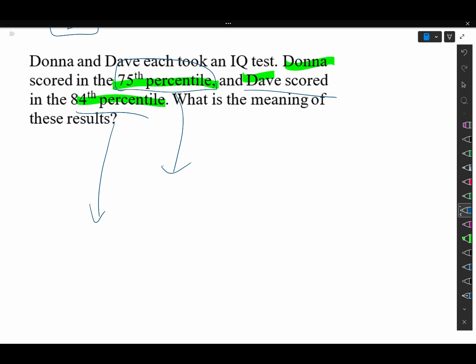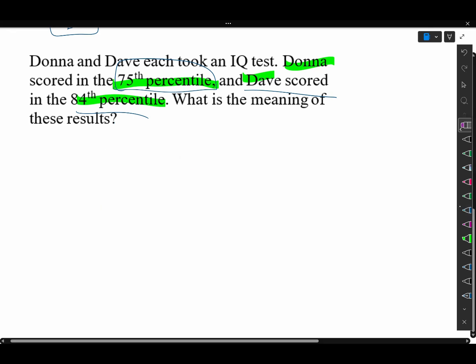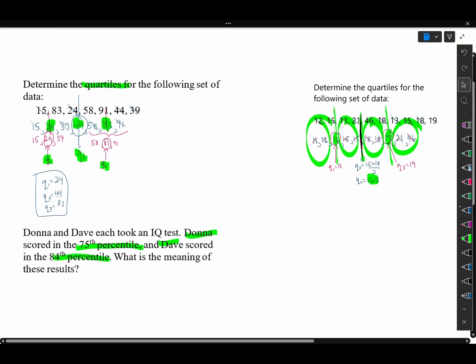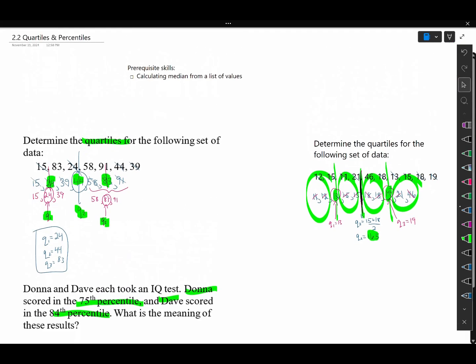This does not mean that Donna got 75% of the questions correct. It does not mean Dave got 84% of the questions correct. It means Donna scored stronger than 75% of others. Dave scored stronger than 84% of others. That's how we take meaning from percentiles. If you followed along, I'm hoping you're feeling more comfortable working with quartiles and percentiles. Nice work.